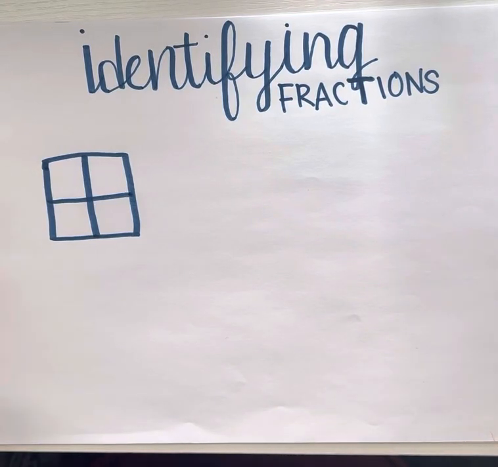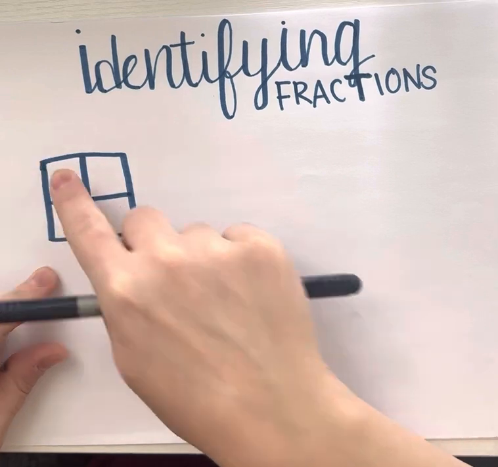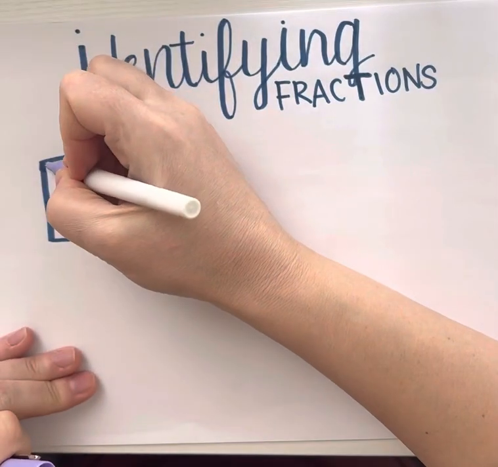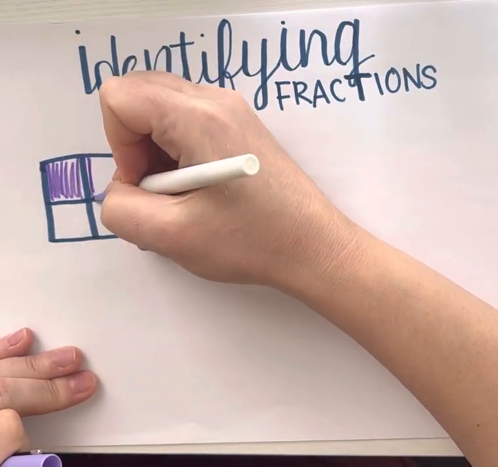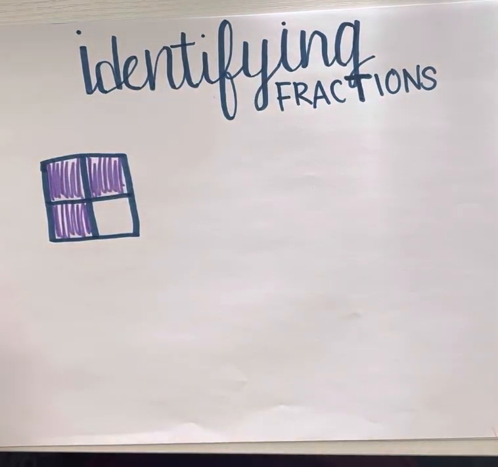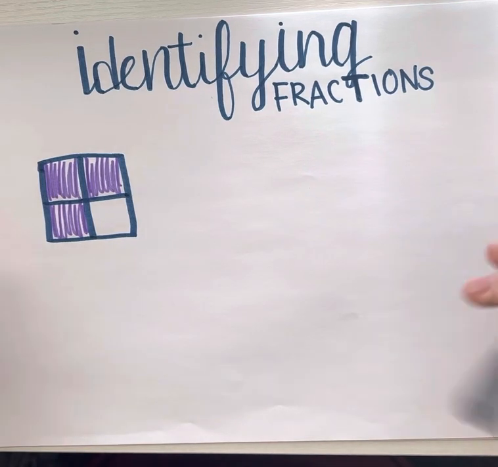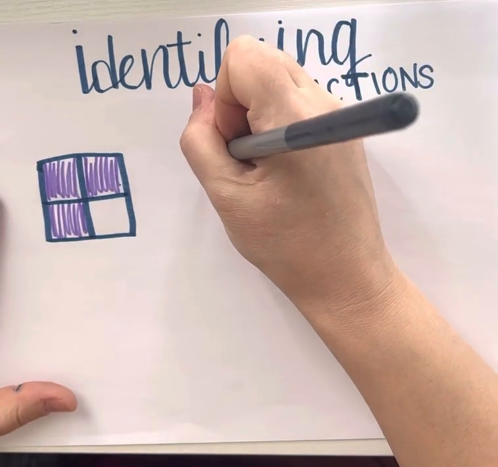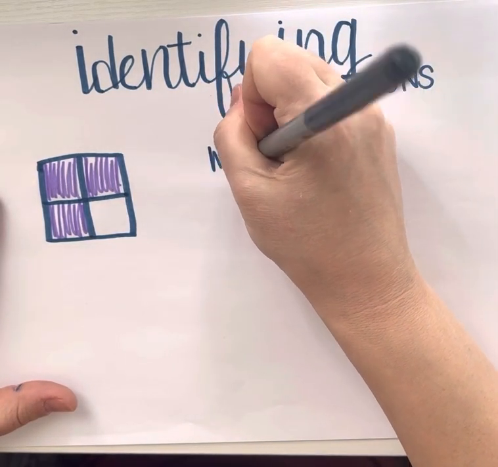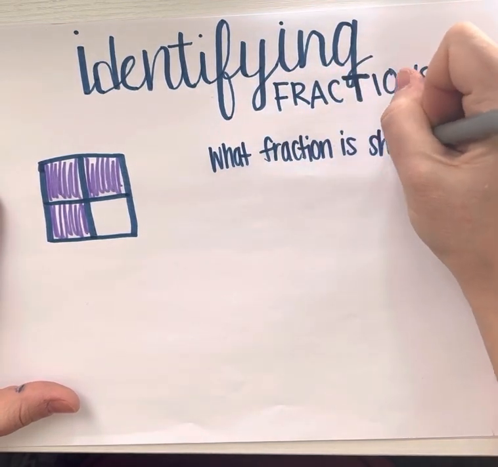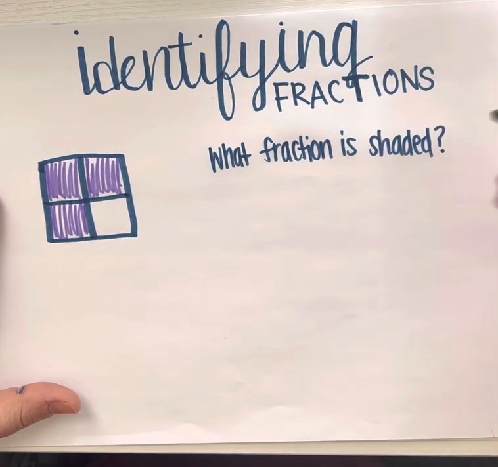Today we're going to take a look at identifying fractions of wholes. So let's say we have this square and it represents our whole. Let's say we have 1, 2, 3 parts shaded. So what we're going to do is identify the fraction of the shaded part. So what fraction is shaded? And now there are a few important words here.